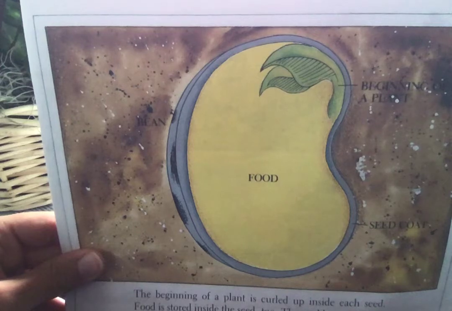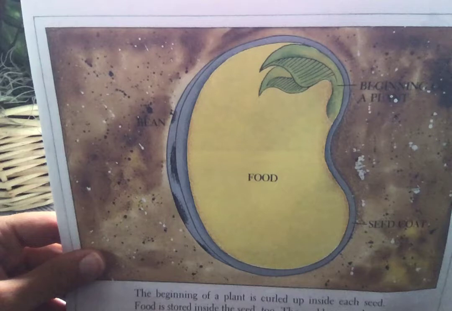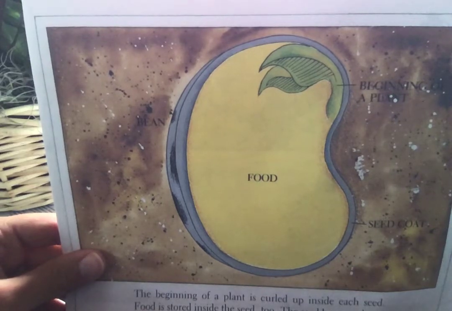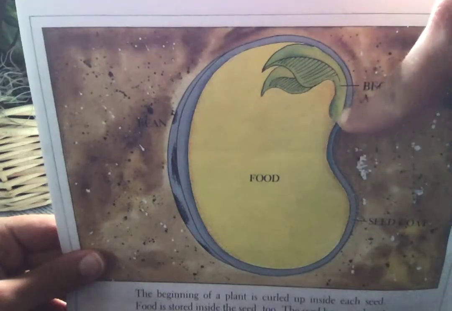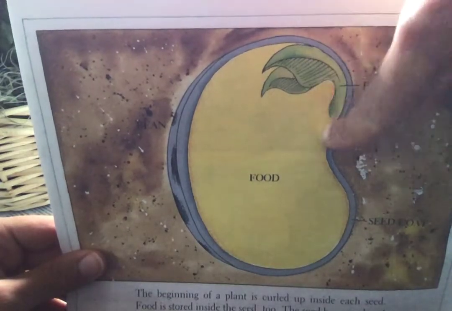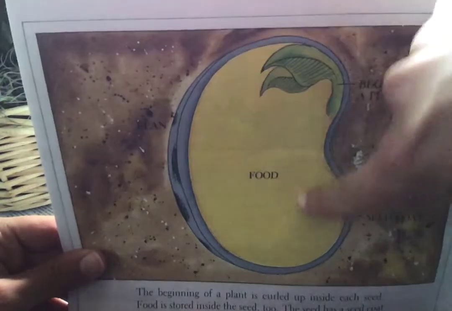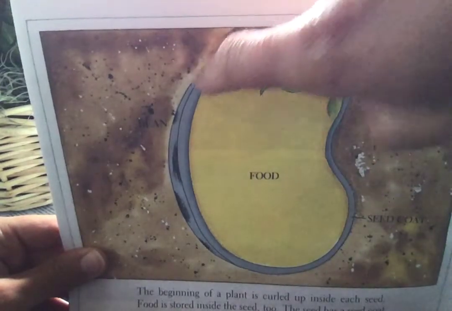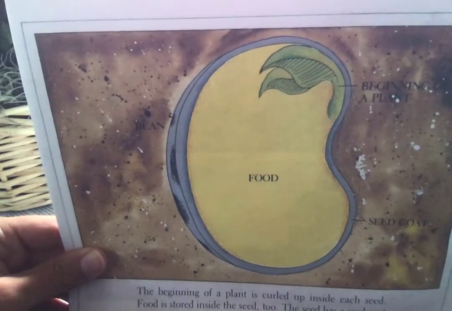The beginning of a plant is curled up inside each seed. Food is stored inside the seed too. The seed has a seed coat on the outside to protect it. So here is the seed, and this is the little baby plant right there. And this is the food. This is called the cotyledon, and this is what the baby plant is going to eat. And then this special thing right here is called the seed coat, and that helps protect the seed.